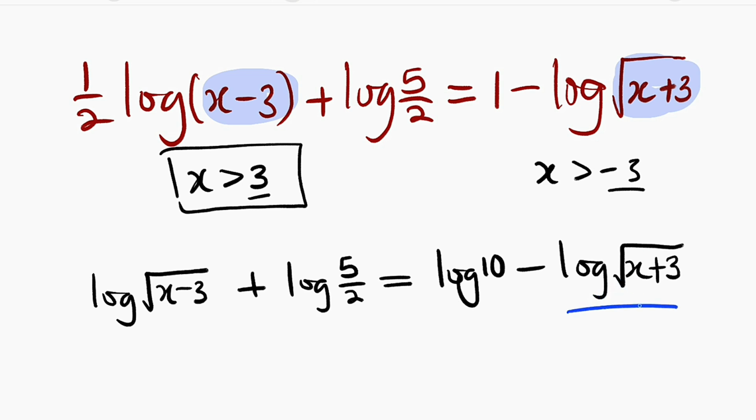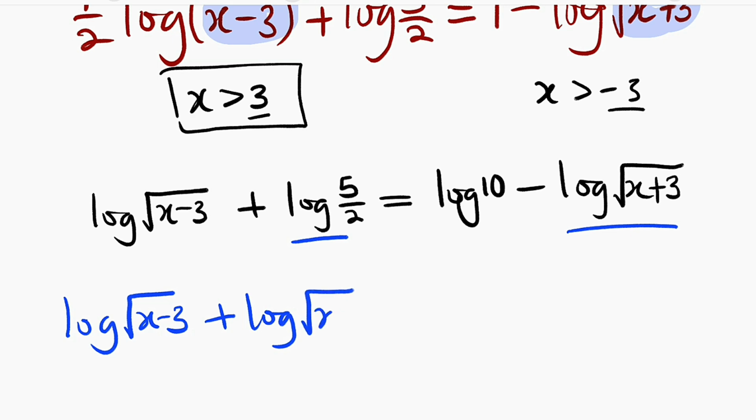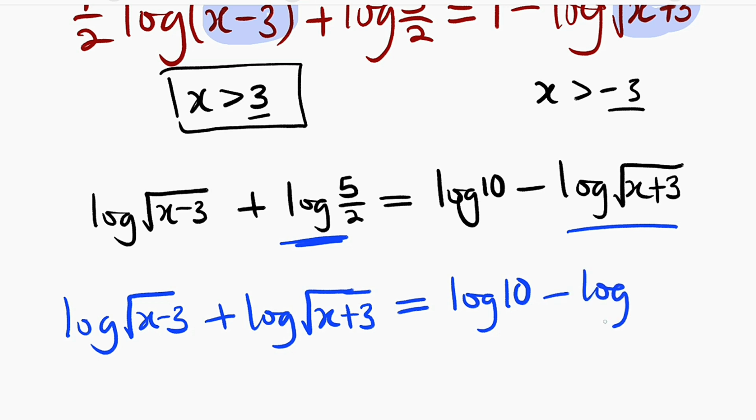Now let us take this term to the left hand side and take this to the right hand side. So we have log of the square root of x minus 3, plus, as the other term crosses over, log of the square root of x plus 3. And this is equal to log 10, which is there already. If you take this to the right hand side, it becomes negative log of 5 divided by 2.